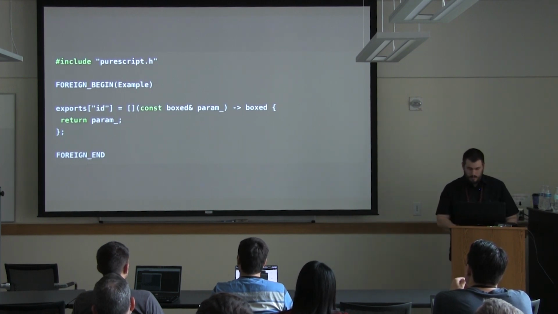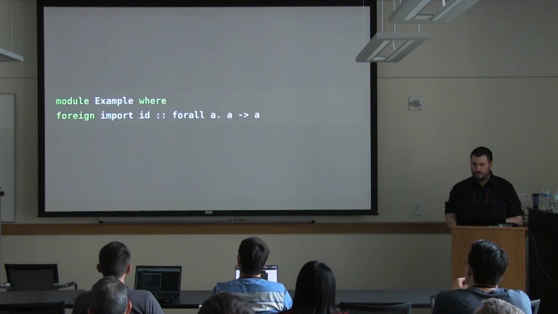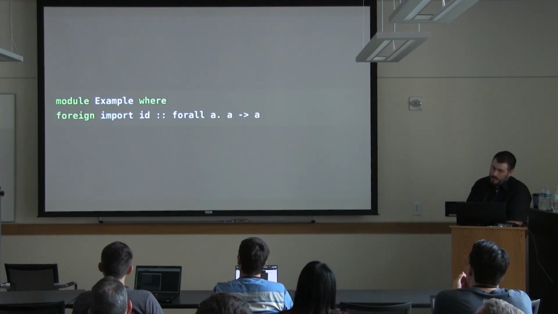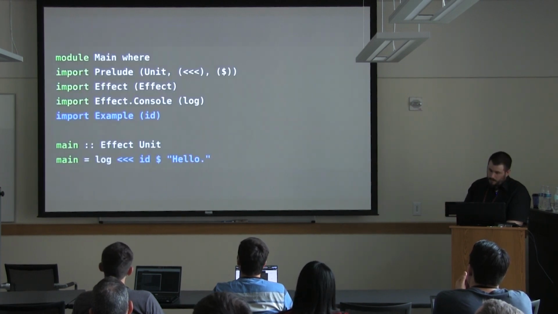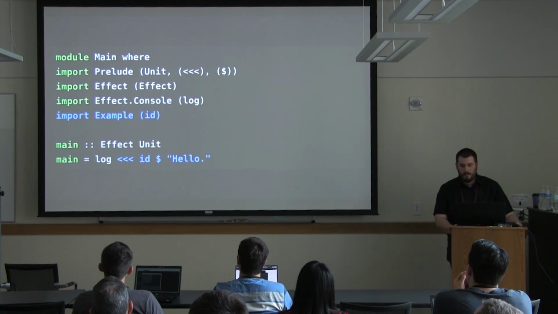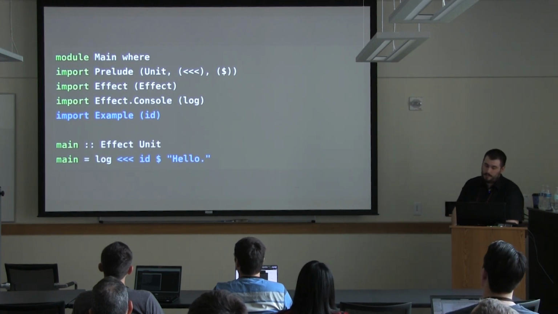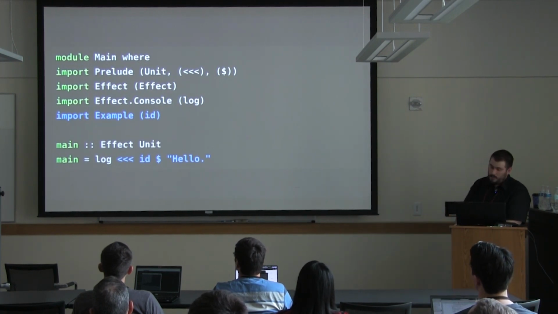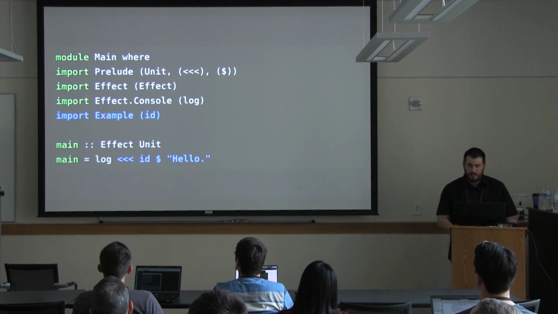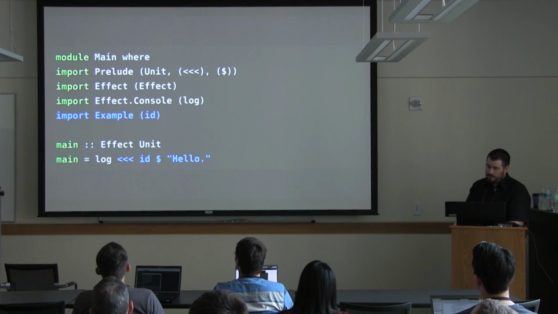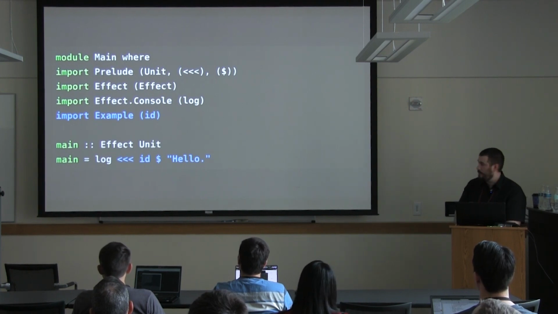Now, on the PureScript side, I define the example module, and import the ID function, stating that for all A's, it takes an A and returns an A. Going back to the earlier PureScript program, I now import the foreign ID function from the example module and compose it with the log function. Doesn't really change it, but this is just to demonstrate the effect. So we've now officially bound PureScript to C++.